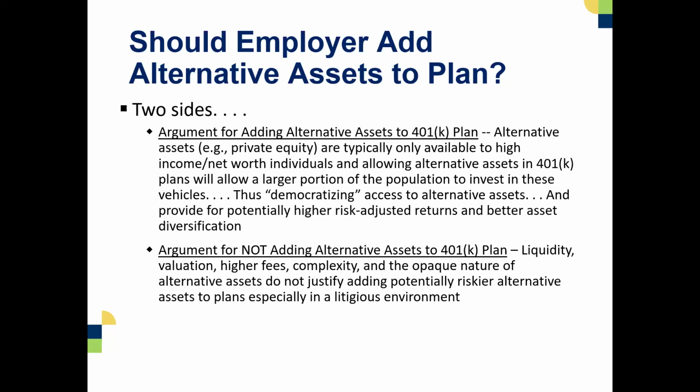But why haven't these alternative assets been in our 401k plans? Well, the administration says it's because our current litigation environment has had an effect on fiduciaries who are afraid to put alternative assets into our plan. But the argument against it is, look, there are liquidity issues, valuation issues, higher fees, and complexity. Look at that. Those are 4 of our 6 factors.